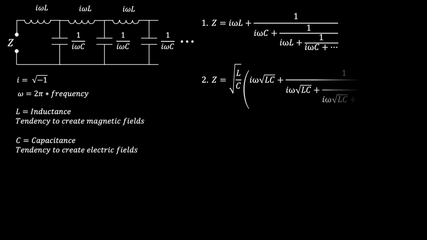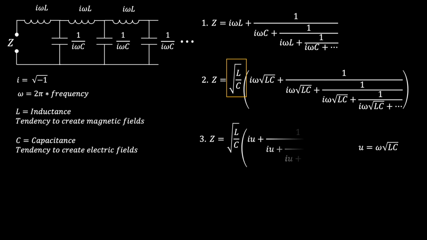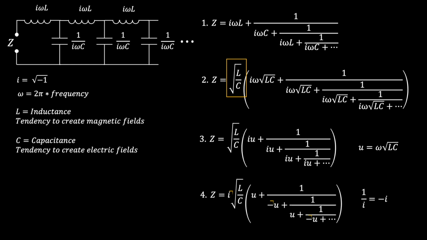In step 2, a factor of root L over C is pulled out of the fraction, which very nicely simplifies the fraction by making every term in the fraction the same. Step 3 is just a variable substitution to simplify the fraction a little bit. I'll use this substitution for the letter U throughout the remainder of this video. In the final step, the imaginary unit i can be pulled out of the fraction, which leaves negative signs on every other term within the fraction. Here is the U substitution again, just as a reminder.